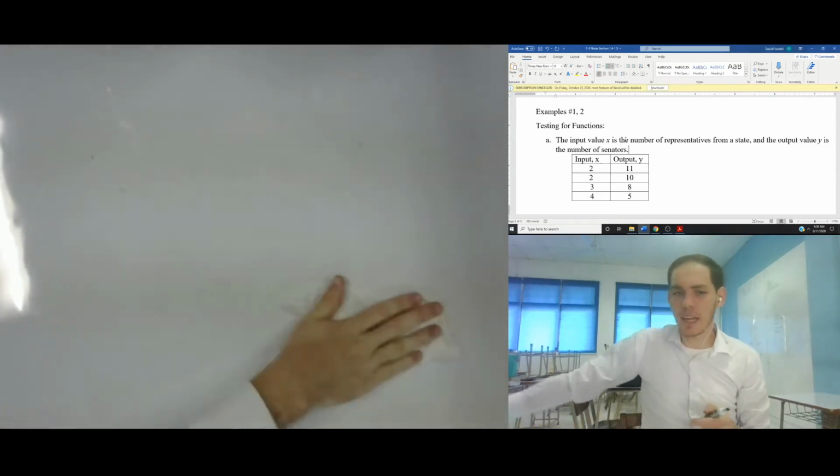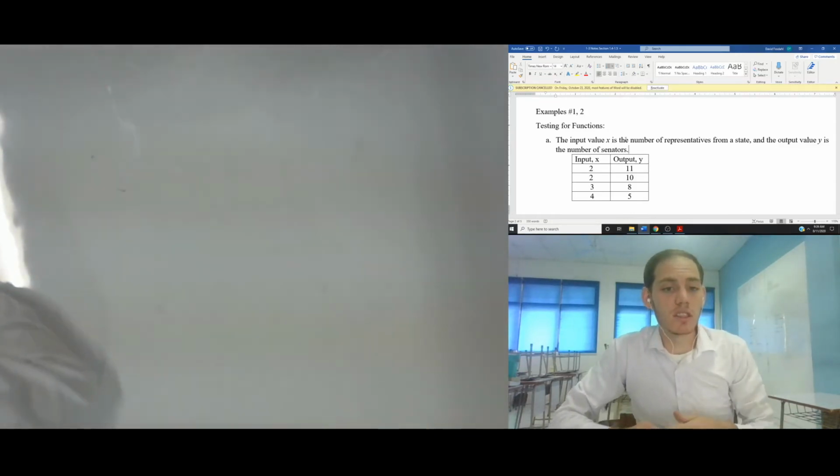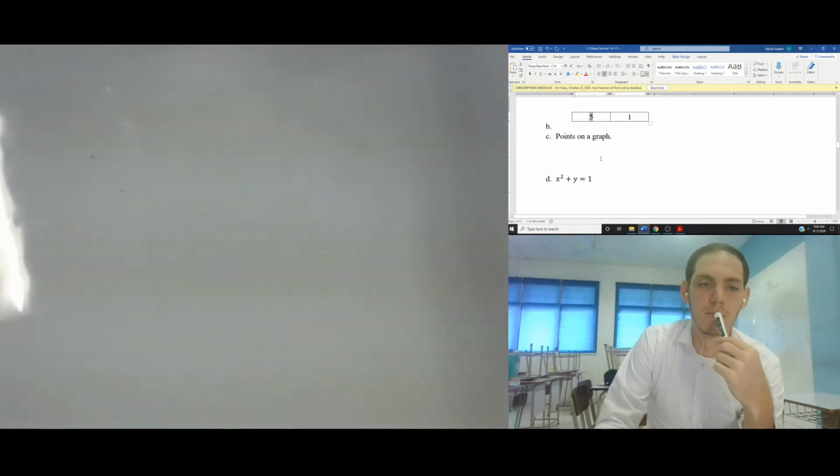Is this table going to be a function? Well, let's look at it. We have 2, output is 11. 2, output is 10. 3, output is 8. 4, output is 5. Now the problem is 2 corresponds with 2 different outputs. Okay, so that would mean that this is not a function. And then 5 corresponds.